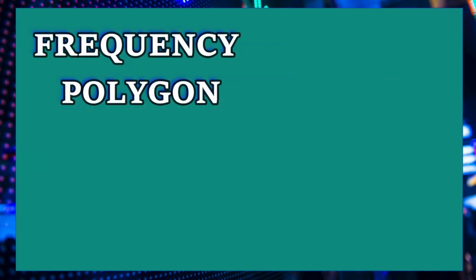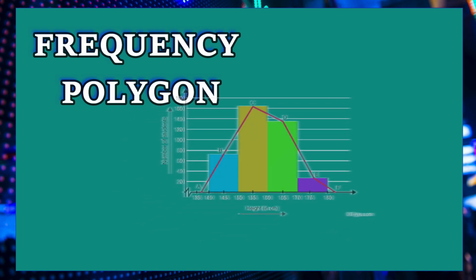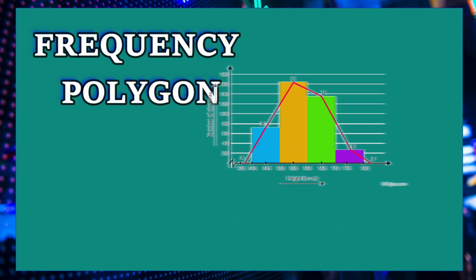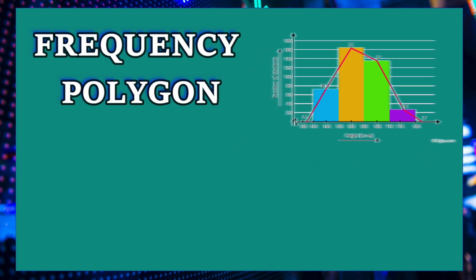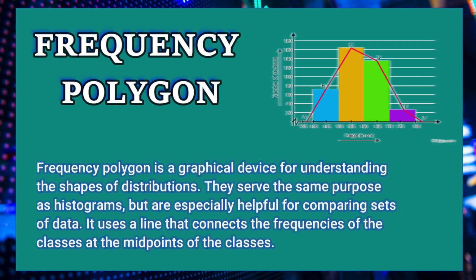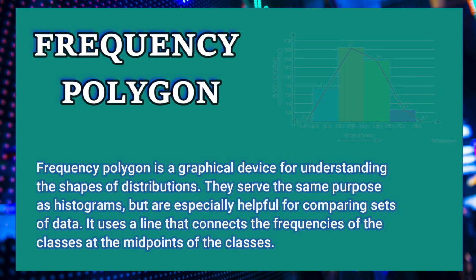Now, let's proceed to the representation of frequency distribution using frequency polygon. What is frequency polygon? Frequency polygon is a graphical device for understanding the shapes of distributions. They serve the same purpose as histograms but are specially helpful for comparing sets of data. It uses a line that connects the frequencies of the classes at the midpoints of the classes.